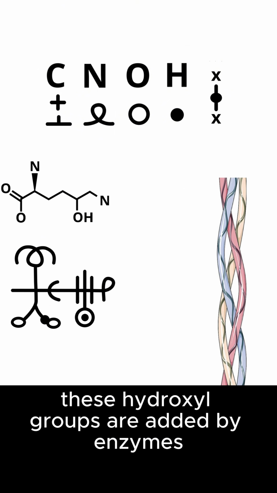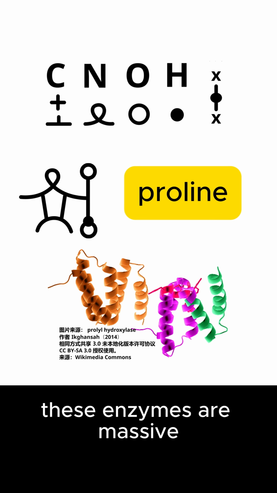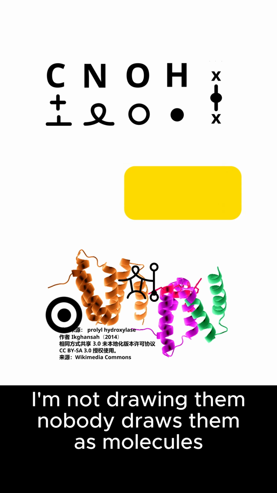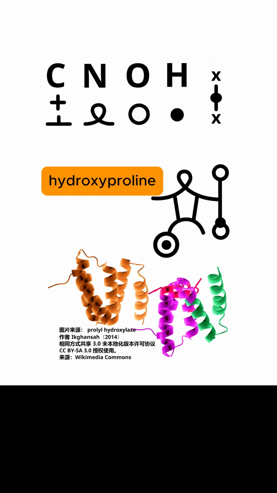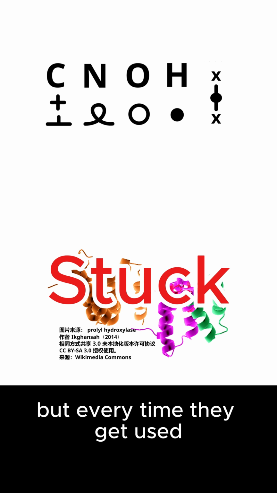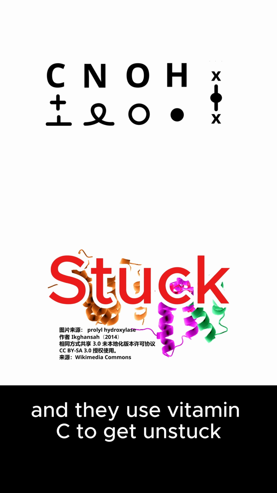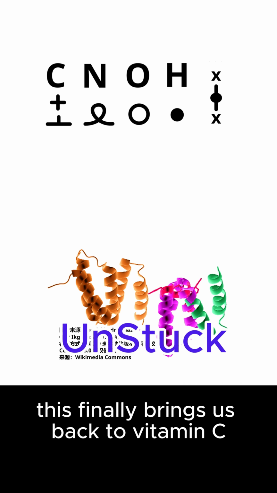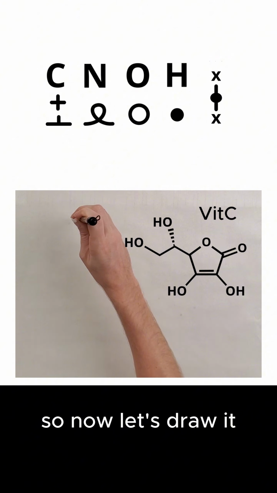These hydroxyl groups are added by enzymes. These enzymes are massive, tens of thousands of atoms. I'm not drawing them, nobody draws them as molecules. They're great at doing what they do, but every time they get used, they get stuck. And they use vitamin C to get unstuck. This finally brings us back to vitamin C, so now let's draw it.